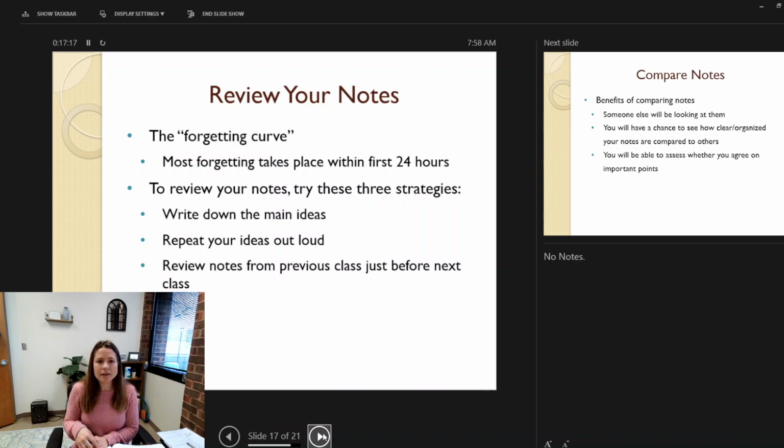Well, how do you do that? You review your notes. What does it look like when you review your notes? Well, try these 3 strategies and see if you tell a difference. Write down the main ideas. You can do that using one of the note-taking methods or the outlines we talked about. Repeat your ideas out loud. This is important, especially if you're an oral learner. Review your notes from the previous class right before the next class. This is important. That goes under being prepared for class.